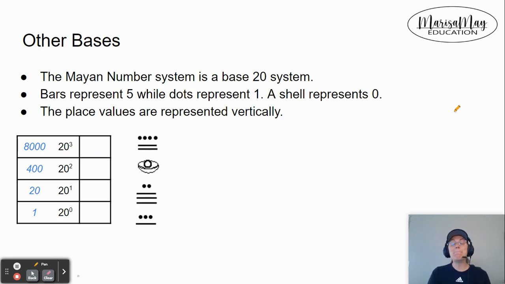The next one we're going to look at is the Mayan number system. And you may be thinking, wow, we are going way back. Yes, the Mayans were the first ones to use the 0. And their number system is built on bars and dots. So something to know about the Mayan system is that a bar represents 5, while a dot represents 1, and we're working in a base 20 system. Base 20. Yes, that's right.